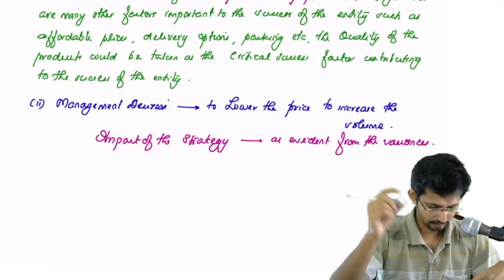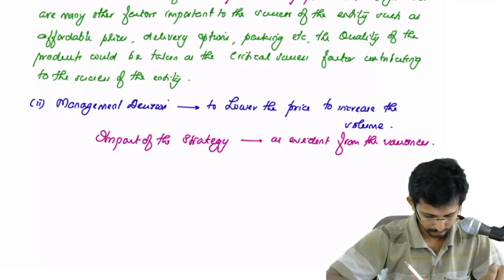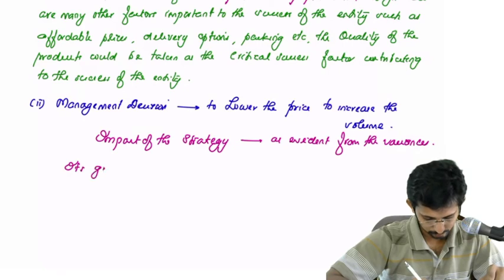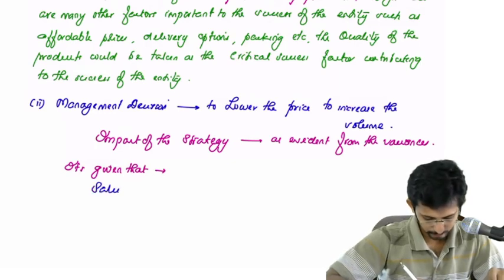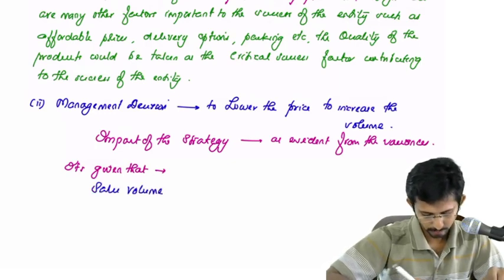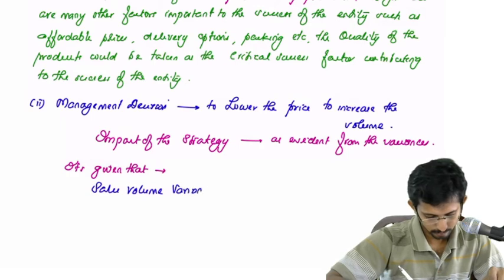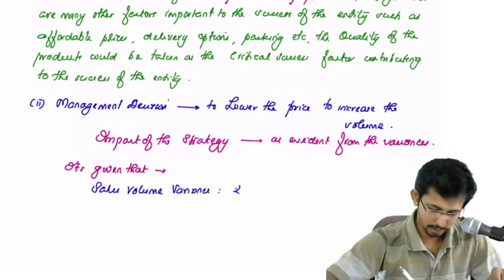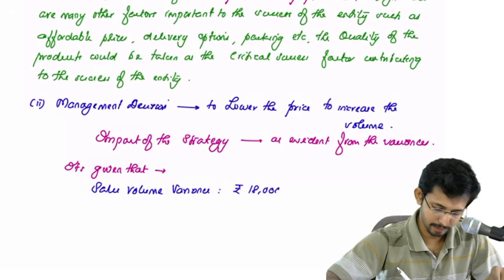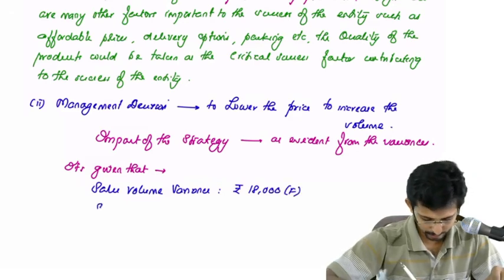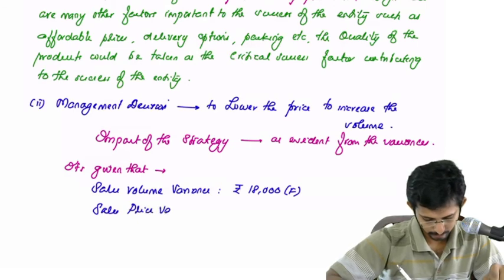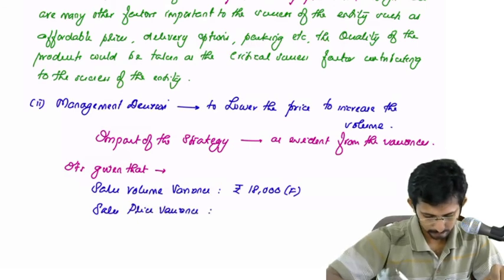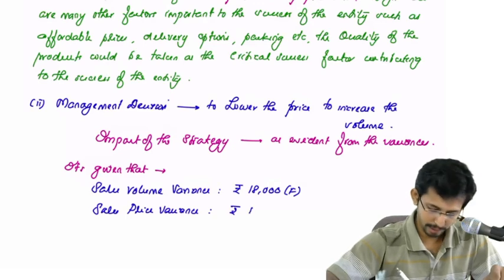Okay, it's given that sales volume variance is 18,000 favorable, and sales price variance is $14,000 adverse.